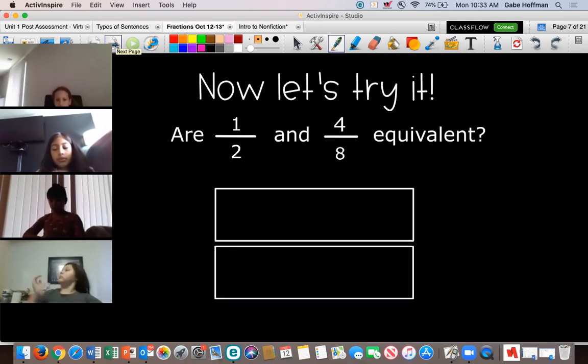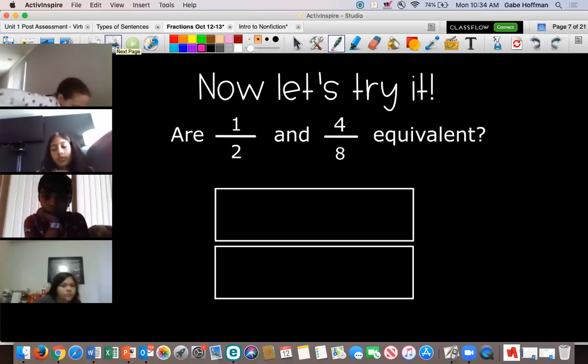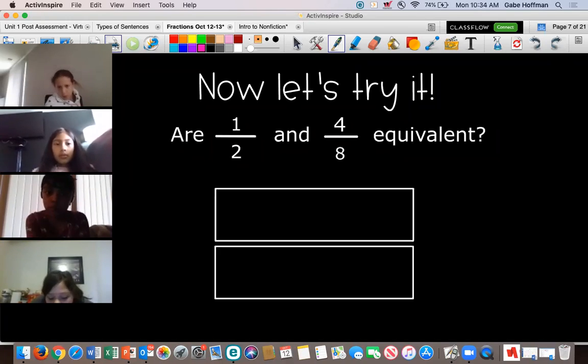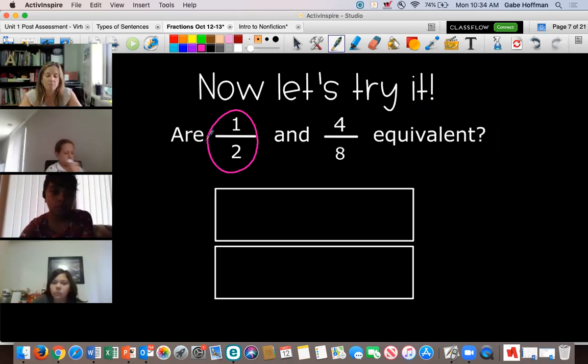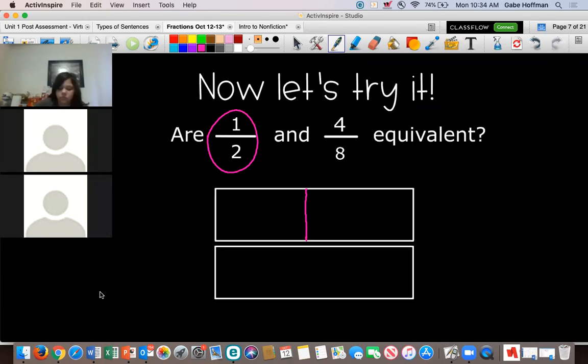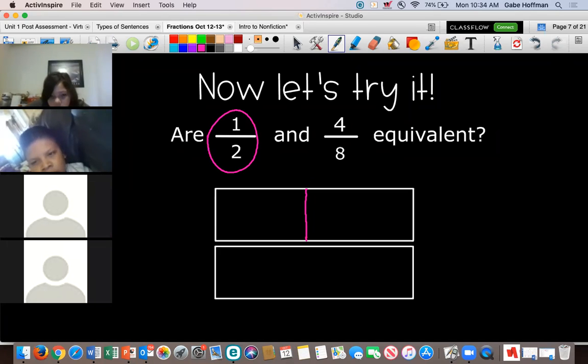All right, we're going to try one right now. So the top one, we are going to draw out 1/2. So knowing what we know about numerator and denominator, Denise, how many equal parts am I going to divide the first square into if we're doing 1/2? 2. Yep, 2. And Ania, how many am I going to shade in? 1.